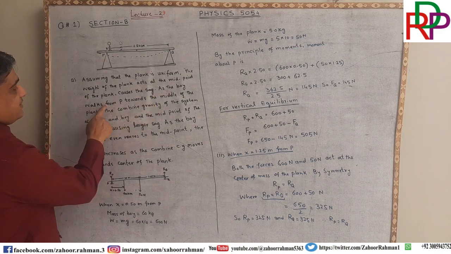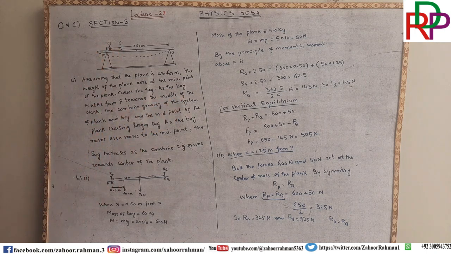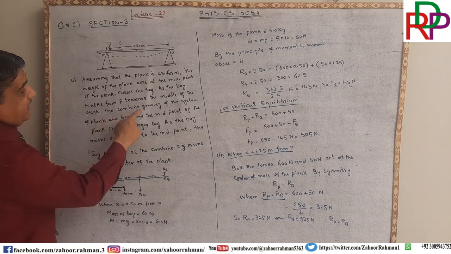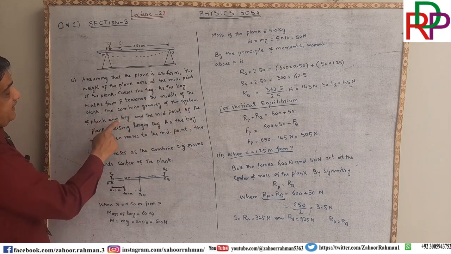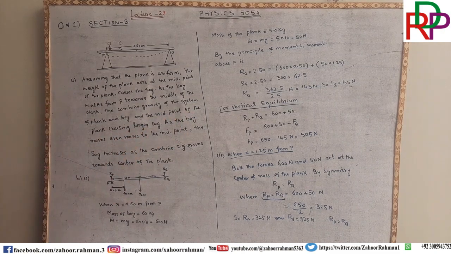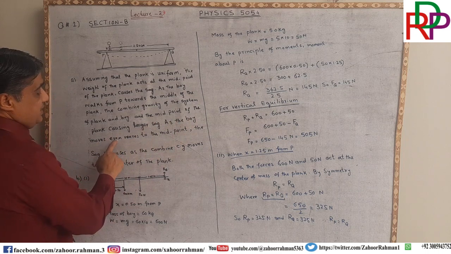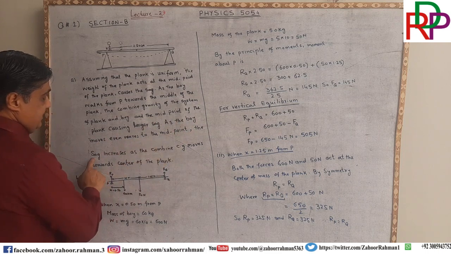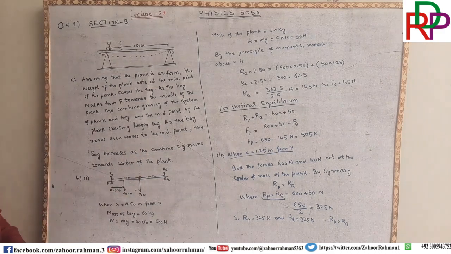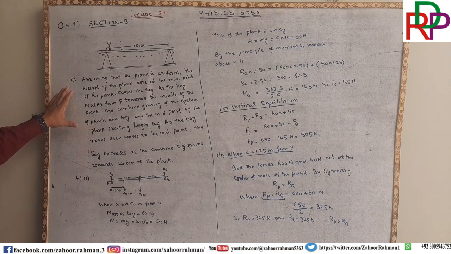As the boy walks from P towards the middle of the plank, as I have denoted, the combined gravity of the system of plank and boy and the midpoint of the plank causes a larger sag, because the mass is increasing, so the sag will also increase. As the boy moves even nearer to the midpoint, the sag increases as the combined center of gravity moves towards the center of the plank. So this is the answer of the first part.